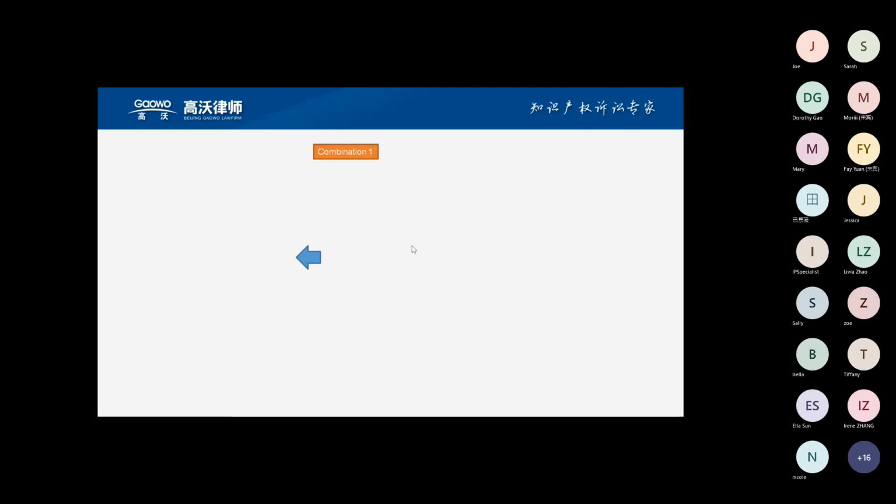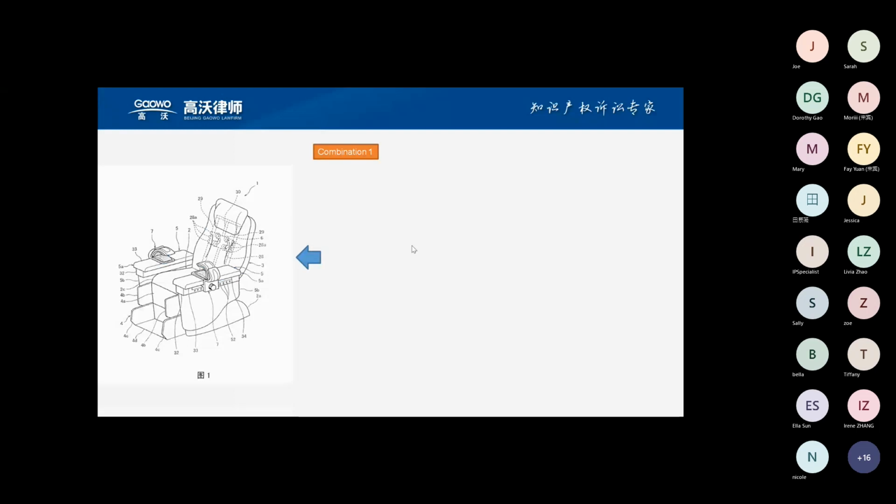First I introduce combination 1, which I used to invalidate claim 1 based on the reason of lacking non-obviousness. As you know, based on Chinese patent practice for obviousness rejection, we usually have to figure out the closest prior art which discloses the majority of the technical features of the independent claims. I just use evidence 1 as the closest prior art. I think this evidence discloses the majority of the features.